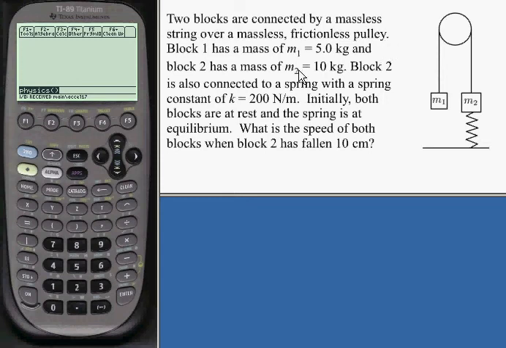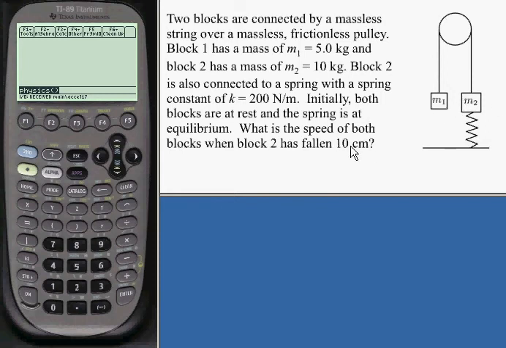So anyways, M2, now they might give you 10 feet. Well, I do the conversions for you and show you how to do the conversions too. I'll show you that in a second. Here's K equals 200 newtons per meter. Put that on the side of your paper.